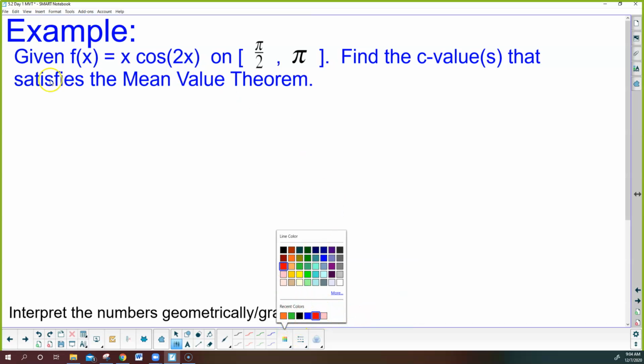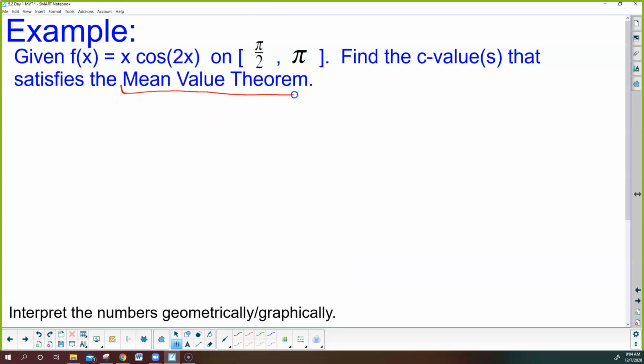Okay, so if I'm doing this problem and I know for sure that I have to use the mean value theorem, the very first thing I'm going to state is my if, the hypothesis. So before I do any work or anything, I'm going to just say, what do I know? F of x is continuous on the closed interval from pi over 2 to pi.